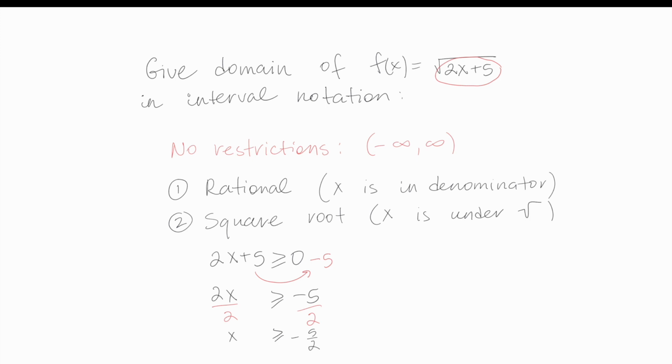X is greater than or equal to negative 5 over 2 will be written as from negative 5 over 2 all the way to positive infinity. Notice that negative 5 over 2 got a bracket because of the greater than or equal to. And infinities never get brackets, always parentheses. And now you're done. This is your domain in interval notation.